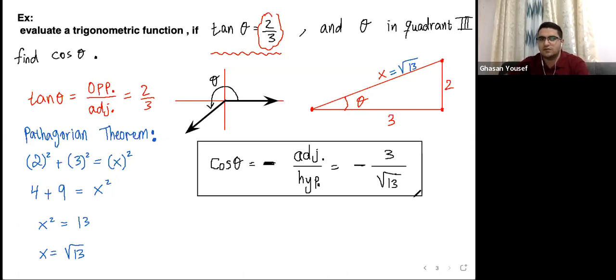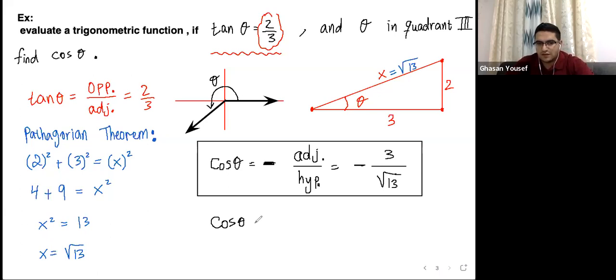Yes. No, we can keep the answer like this. If you want, you can multiply both sides by the square root of 13, and you can simplify this more, or you can leave the answer like this. It is fine. You can also write the answer as cosine of theta equal to minus 3 over square root of 13.